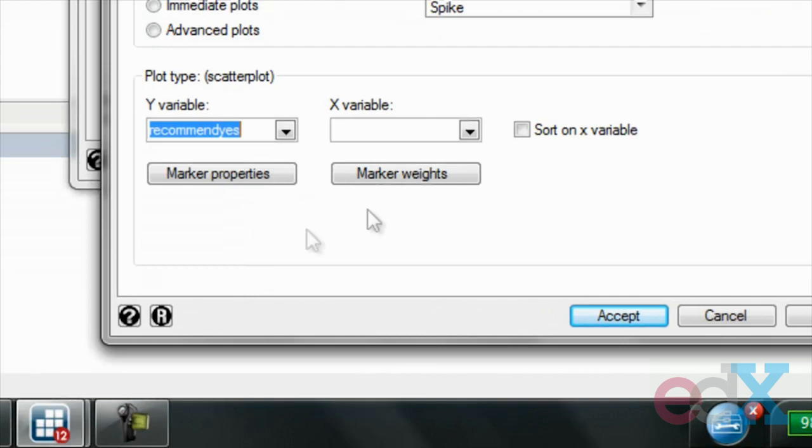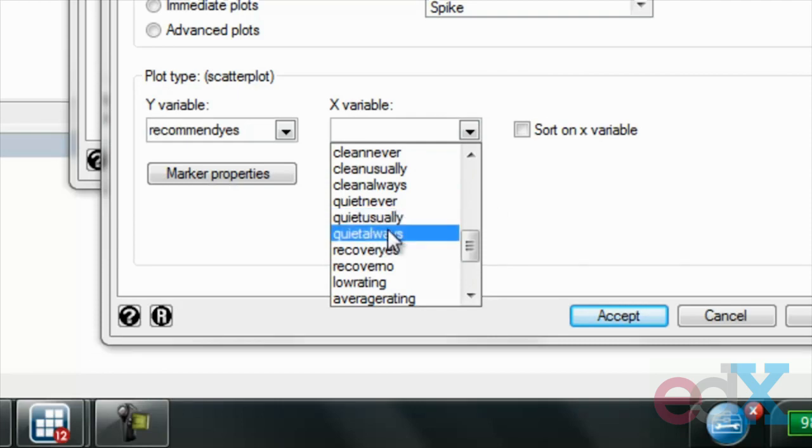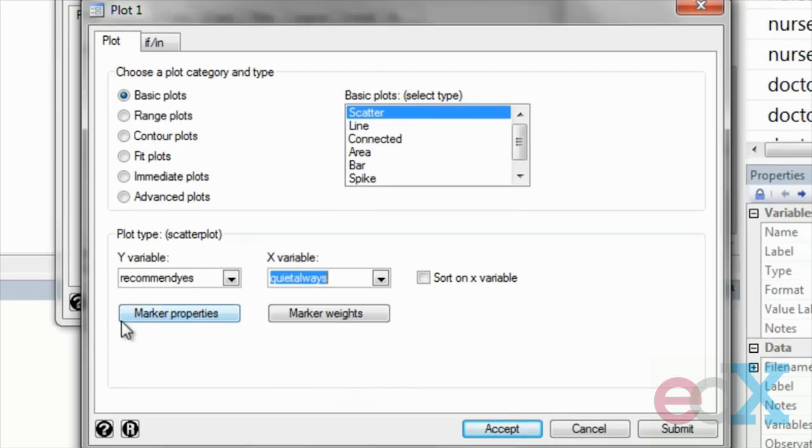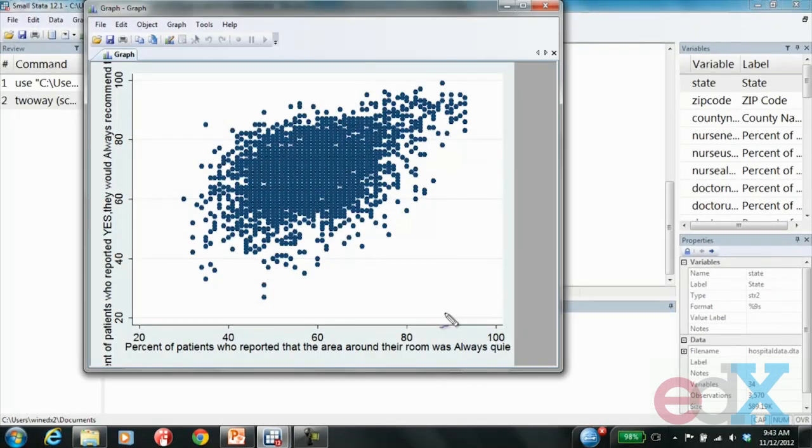The outcome again is recommend yes, and the new x variable, or the new covariate, that we're going to look at is quiet always. This is an indicator of the percent of patients who said that a hospital was always quiet. So examining this scatter plot, it looks like maybe we could draw some line through this for a linear relationship between the covariate and the outcome.